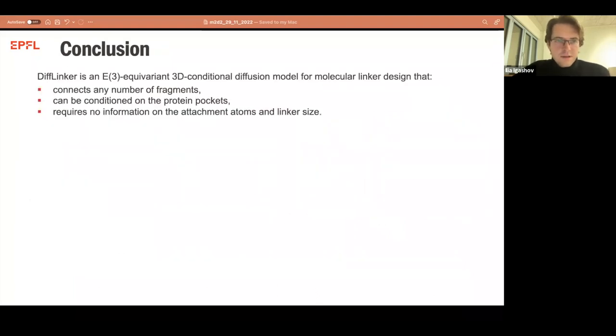Okay, to sum up, I was just talking about DiffLinker, which is an E3 equivariant diffusion model that generates linkers between 3D fragments of the molecule. The main advantages of our model are that it can connect any number of fragments simultaneously. It also can be conditioned on additional context, such as protein pocket atoms, and as well as recent previous methods, it doesn't require any information on attachment atoms and linker size.